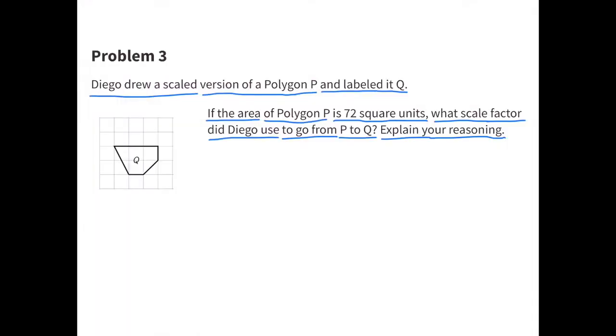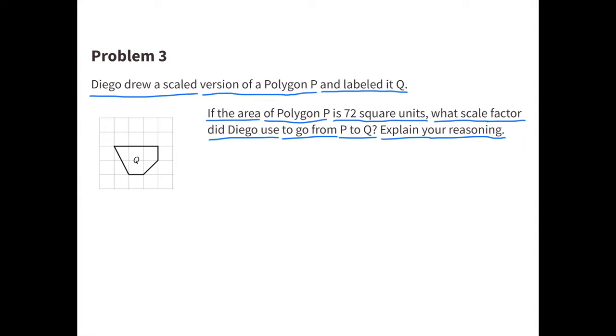Number 3. Diego drew a scaled version of a polygon P and labeled it Q. If the area of polygon P is 72 square units, what scale factor did Diego use to go from P to Q? Explain your reasoning.